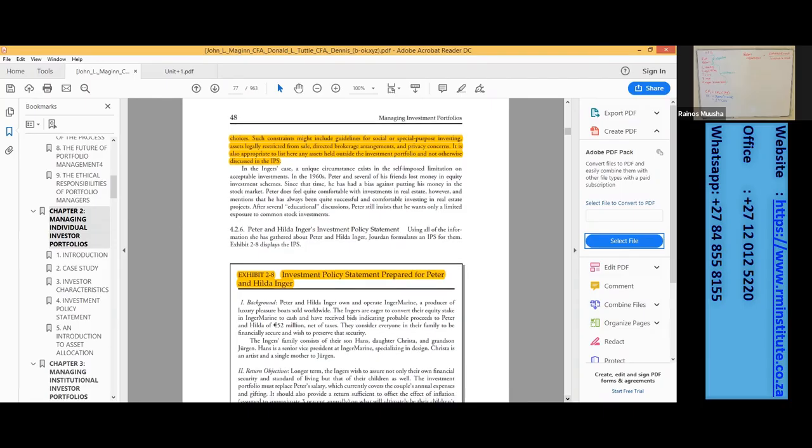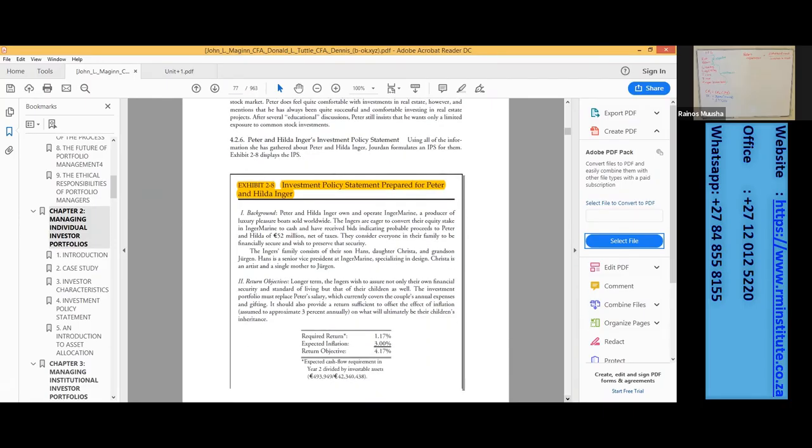So are there any questions before we go on to see how ideally the investment policy statement for the Inga family would be prepared? Any questions?